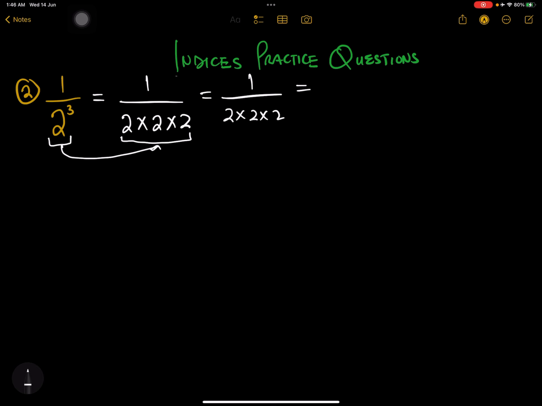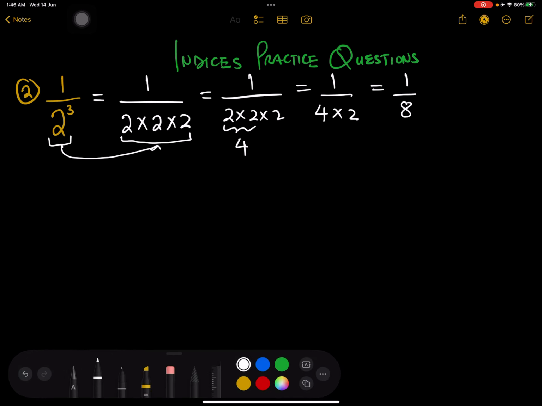We know that 2 times 2 is 4. So you're going to have 1 divided by 4 multiplied by 2, and you have 1 divided by 8. So the answer we get there is 1 over 8. I hope you're enjoying what we are doing so far.